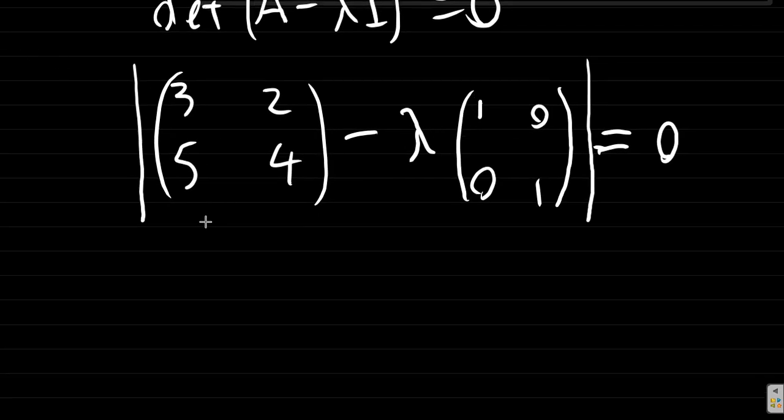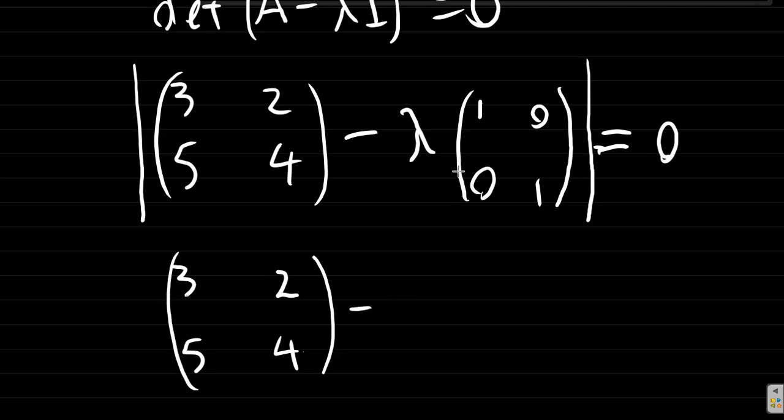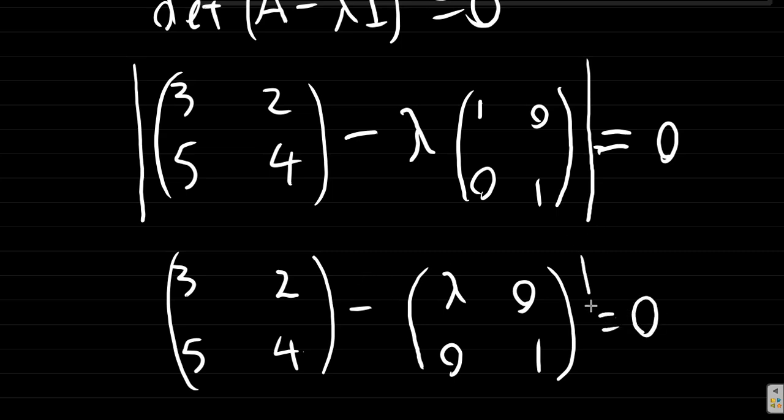Let's see what happens here. So we have the matrix 3, 2, 5, 4 minus, let's multiply lambda by this matrix now, lambda, 0, 0, 1, is equal to 0. The determinant is equal to 0.